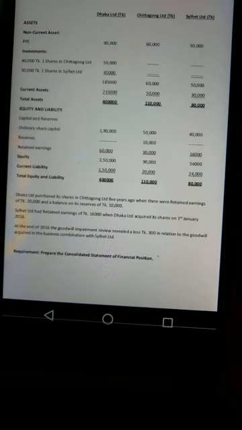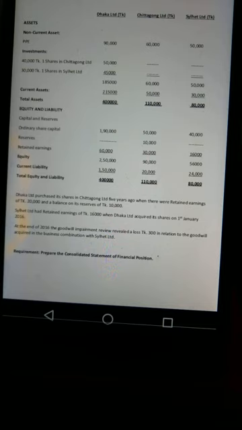At first we have the capital and reserves. We have the ordinary share capital, which is 1,90,000 for Dhaka Limited, 50,000 for Chittagong Limited, and Sylhet Limited has 40,000. Then we have reserves, where Dhaka Limited has none, so we have given a nil here, Chittagong has 10,000 reserves, and Sylhet Limited also has nil. That means they also don't have any reserves, just like Dhaka Limited.